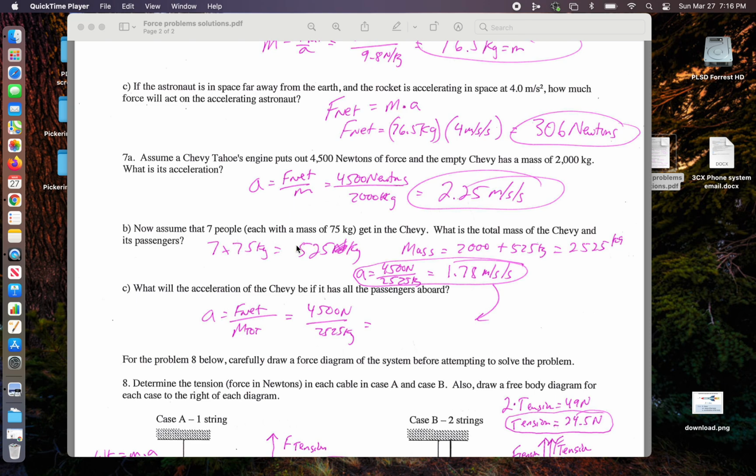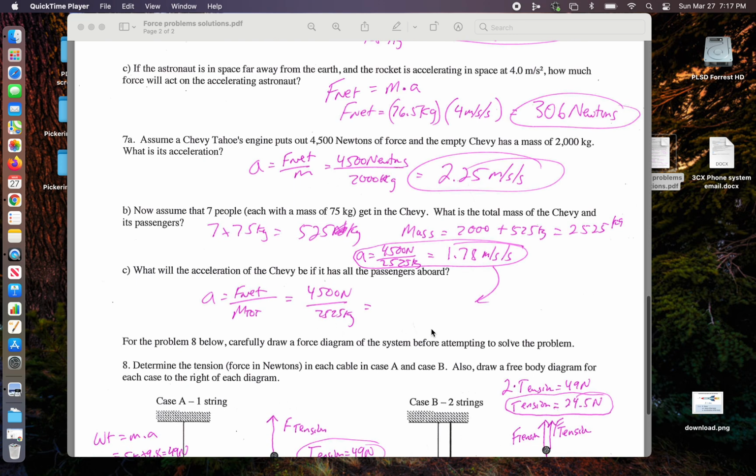If we each have 7 people in that Tahoe, that's an additional mass of 75 kilograms times 7. That's 525 kilograms. So now the total mass of the system is 2,525 kilograms. Acceleration is still 4,500 newtons divided by 2,525, so that acceleration has been reduced to 1.78 meters per second squared. I did that up front, but that should be down here in part C.